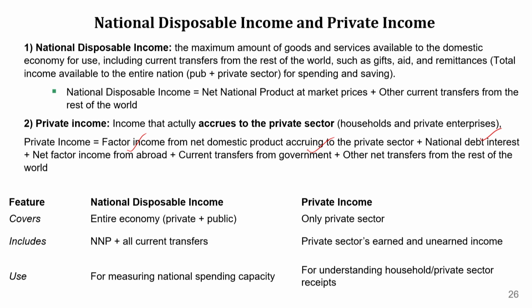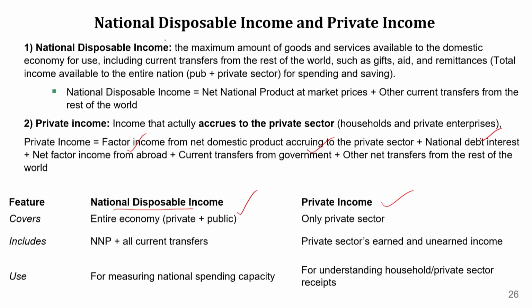You can see here national disposable income means for the entire economy, and it includes NNP plus all current transfers, and it is mainly used for measuring national spending capacity. And private income is only for the private sector, and it includes both private sector earned income as well as unearned income. So this is for understanding the household or private sector receipts.